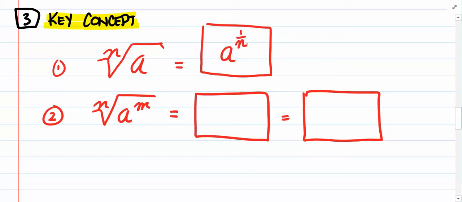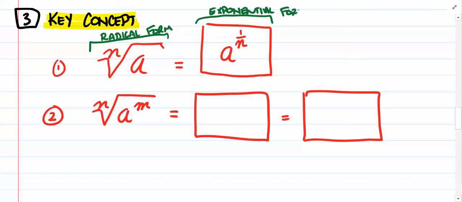Okay? Everything on the left-hand side over here, this is called radical form. And you could probably guess why it's called radical form, because there's a radical in it. And everything over here on the right side of my equation is called exponential form. And you could probably guess why it's called exponential form, because there's an exponent in it. So the rule says the nth root of a is equal to a to the 1 over n.